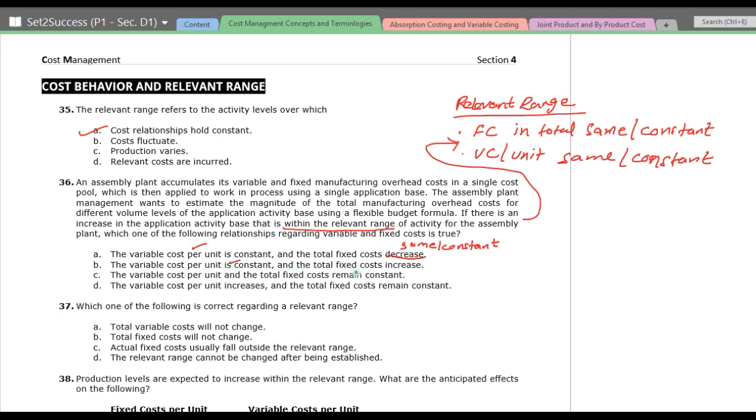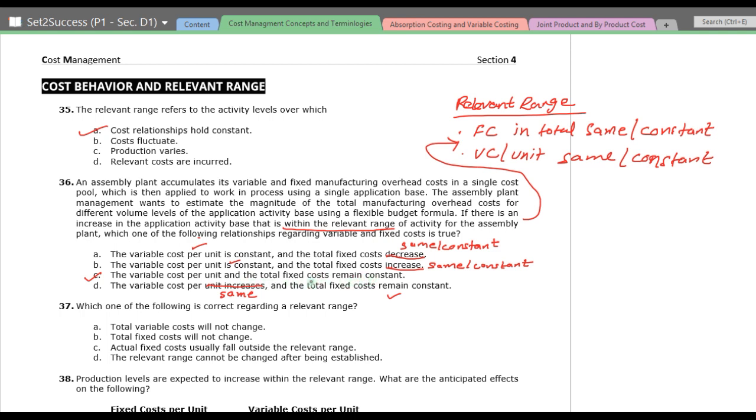The total fixed cost increases? No, the total fixed cost remains the same or it is constant. The variable cost per unit increases? No, the variable cost per unit is the same. The total fixed cost remains constant. Yes, this is true. So option C is correct. Let us see. The variable cost per unit and the total fixed cost remain constant.